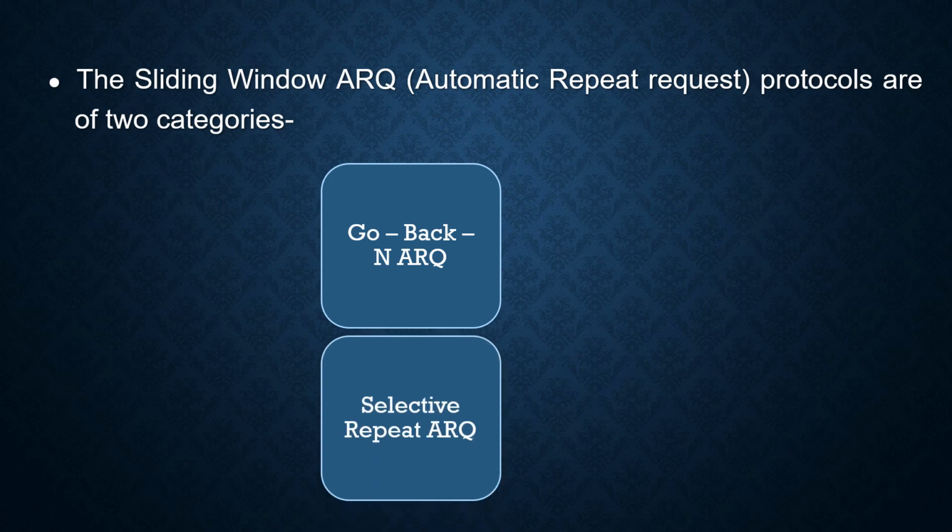Selective repeat ARQ. This protocol also provides for sending multiple frames before receiving the acknowledgement for the first frame. However, here only erroneous or lost frames are retransmitted, while the good frames are received and buffered.